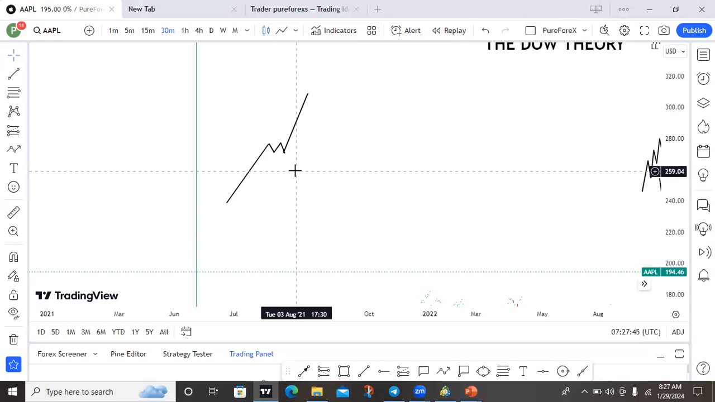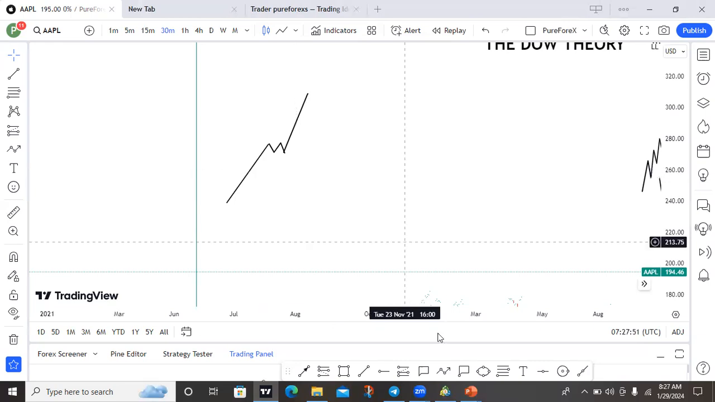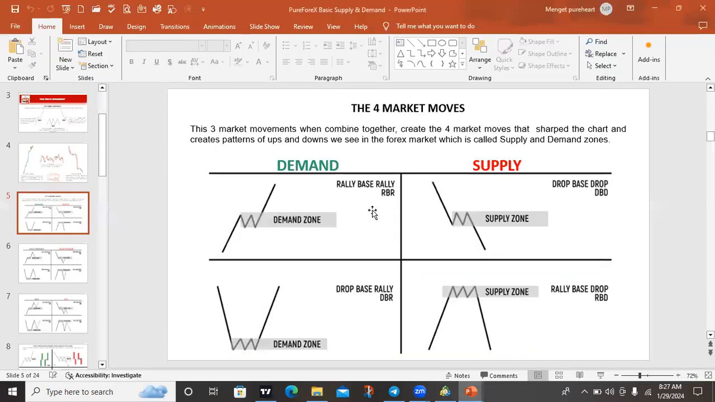When you look at the market, if you understand the basic concept of supply and demand, you see that from my statement, these three market movements, when combined together, create the four market moves that shape the chart and create the patterns of ups and downs we see in the forex chart, which we call supply and demand zones.